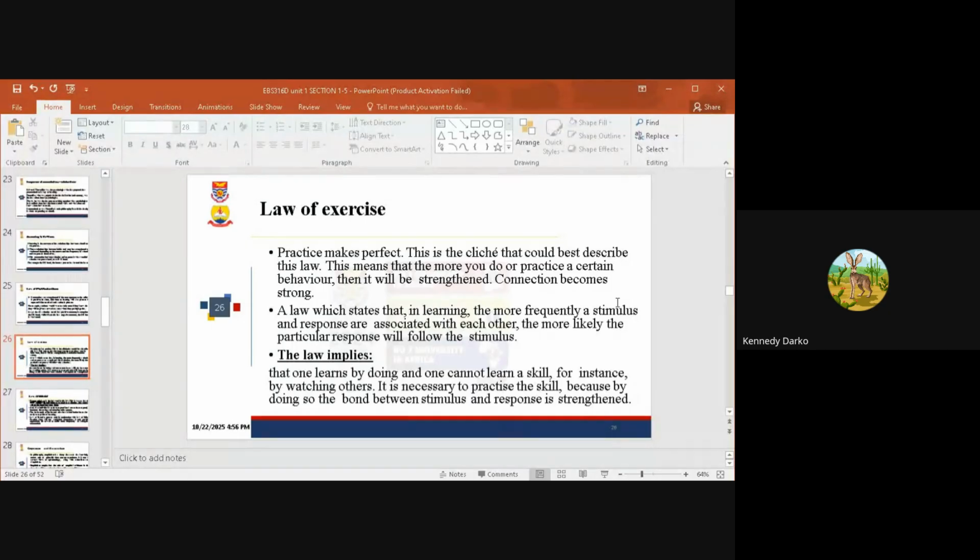Now, there's a law which states that in learning, the more frequently a stimulus and response are associated with one another, the more likely a particular response will also follow the stimulus. So when you try to associate certain stimulus to a response and you're able to do it well, then the student will also be able to respond well. If the teacher teaches well, the student will be able to respond well.